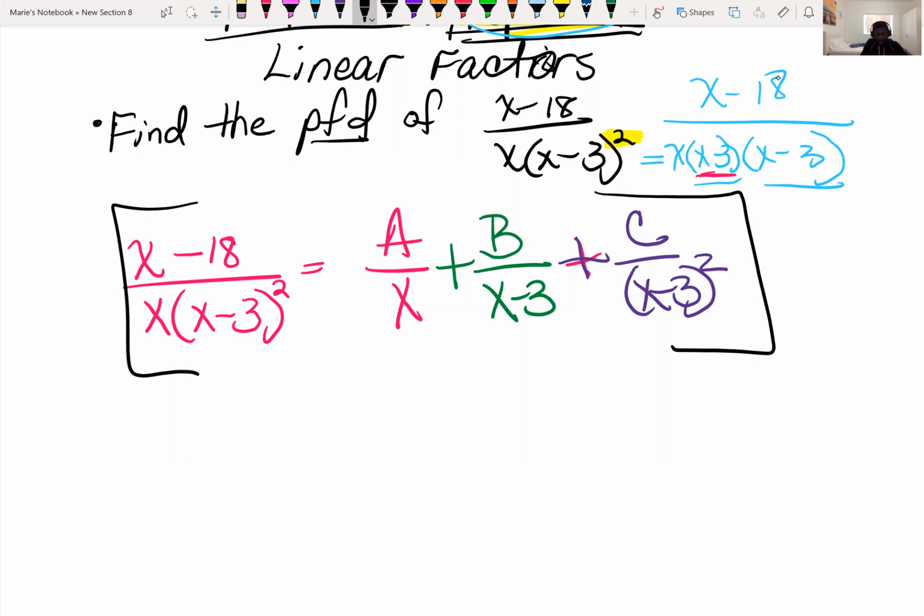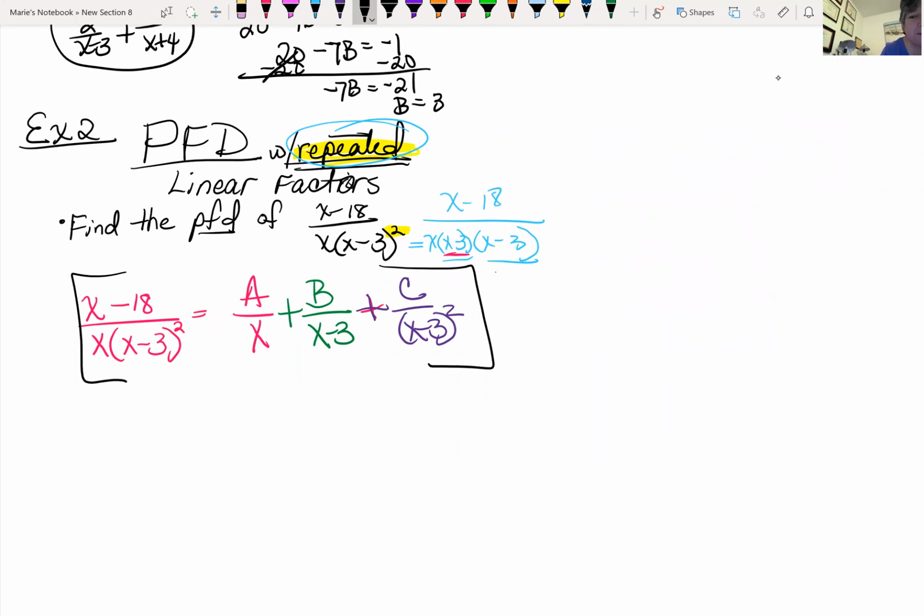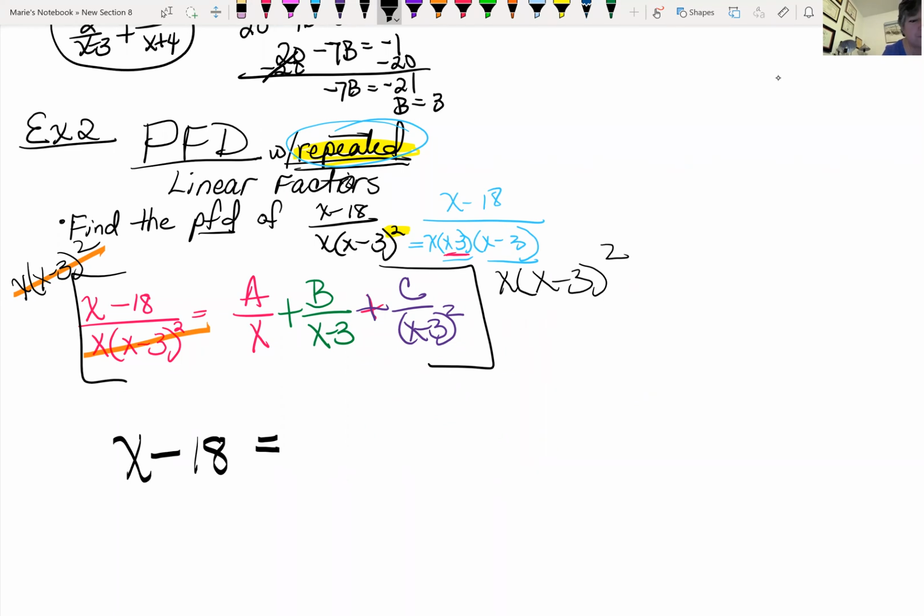Okay. So now what we're going to do is multiply by the LCM, which is basically x times x minus 3 squared. I'm going to do the same thing over here, which is x times x minus 3 squared. Obviously, on this side, we cancel nice and easy. We're left with x minus 18 equal to. On this side, we're left with a times x minus 3 squared.